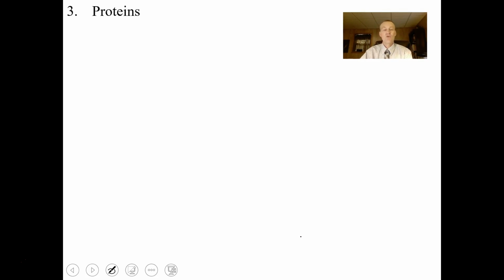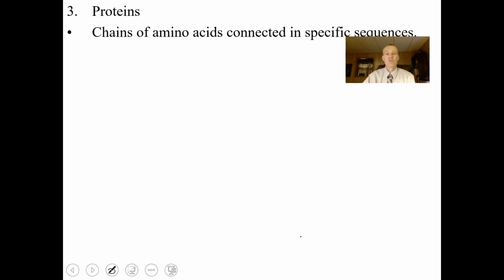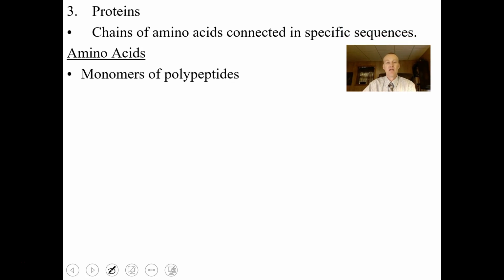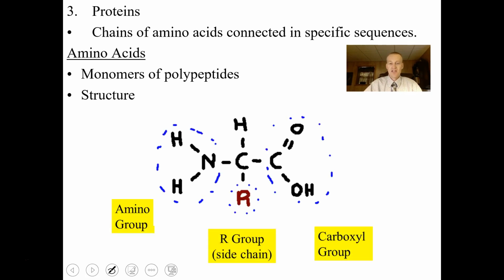Okay, so our next macromolecule will be the proteins, and proteins are chains of amino acids that are connected in very specific sequences. So an amino acid is a monomer of proteins, and its structure looks like this. And I do expect you to be able to draw the structure, so you might want to practice that, but essentially you have a carbon in the center, and that carbon is attached to a hydrogen and to an R group or side chain. These R groups or side chains are variable.